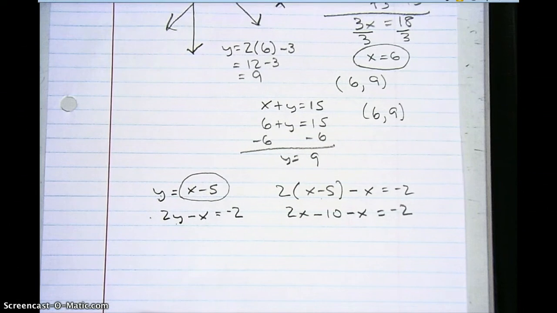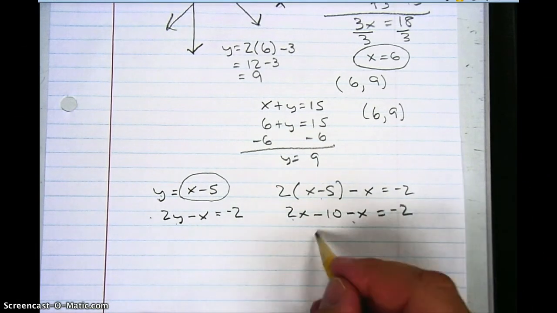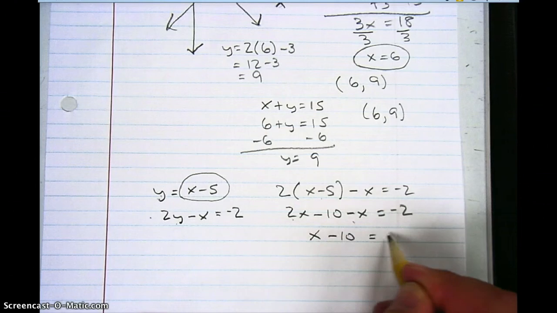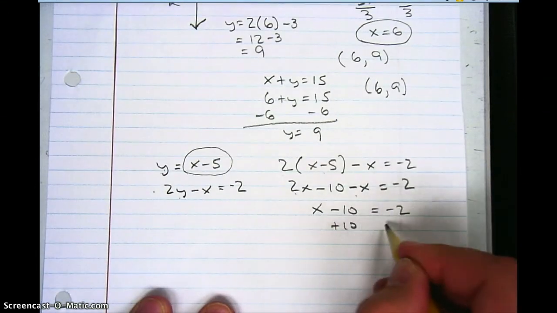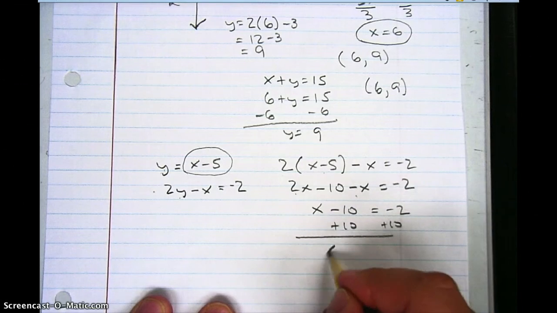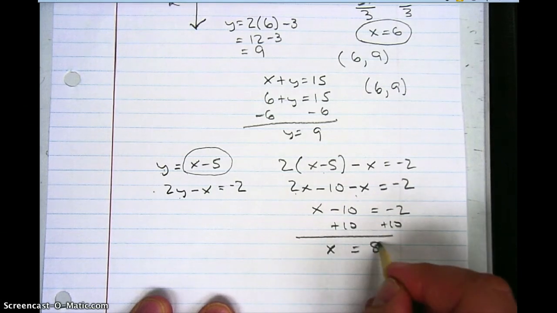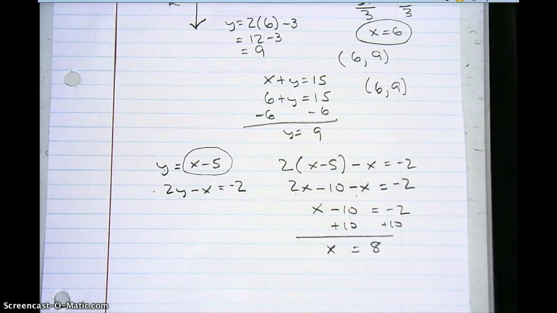Okay, let's combine my like terms. I have a 2x and a negative x. That just makes x minus 10 is equal to negative 2. And then I'll add 10 to both sides. And I end up getting x is equal to 8. So my value for x is 8.